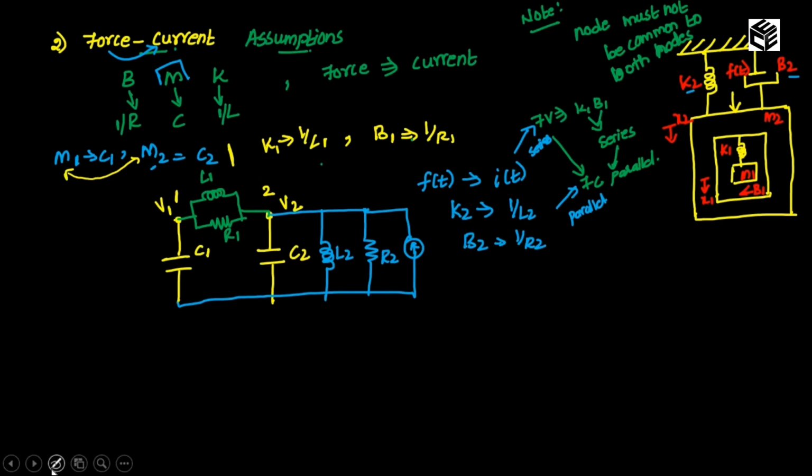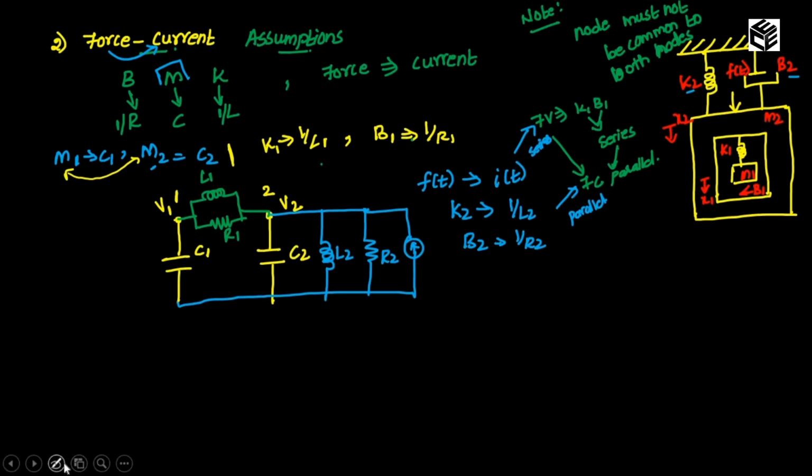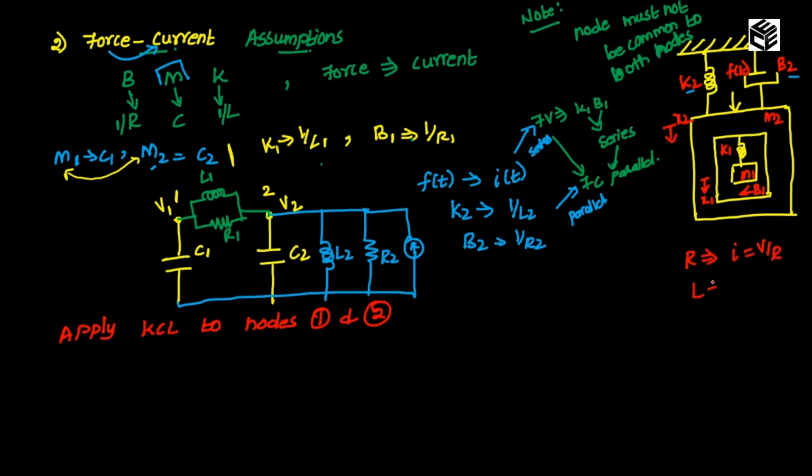Correct. So for force voltage, we applied Kirchhoff's voltage law. And for force current, we will be applying Kirchhoff's current law. So we are going to apply Kirchhoff's current law to nodes 1 and 2. Before applying current law, we have to recall the formulas for current. For resistor, the current formula is V by R. For inductor, it is 1 by L into integral of V dt. And for capacitor, the current formula is C into dV by dt.